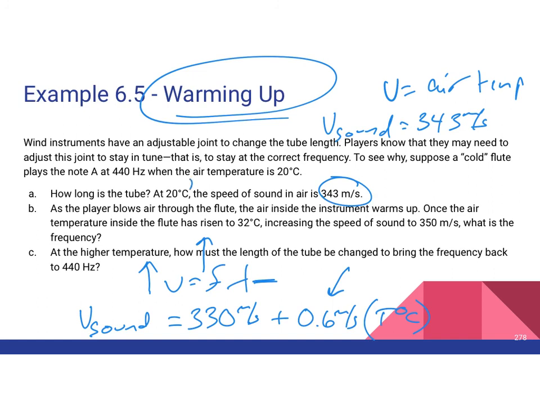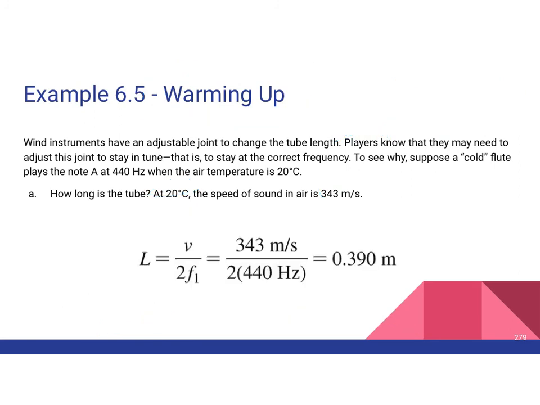So at 20 degrees Celsius, I have a cold flute. The speed of sound is 343 meters per second. For my flute to play the correct 440 hertz A, I need my flute to be exactly 39 centimeters long. So I adjust the flute, I adjust the joints in the flute. If it's a trumpet, it has a tuning valve, same thing with trombone.